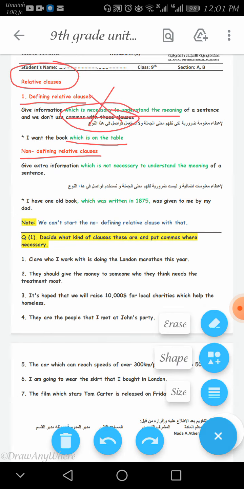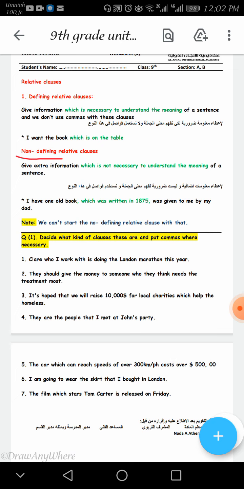Okay? Unlike the other type, which is the non-defining relative clause. It gives extra information which is not necessary to understand the meaning. This is extra information, so you can omit it and you can understand the sentence without this non-defining relative clause. It's used to give extra information that isn't necessary to understand the sentence, and we use commas in this type. It's necessary to use commas in this sentence. Why? In order to know this is extra information.